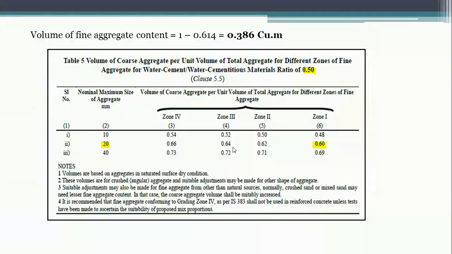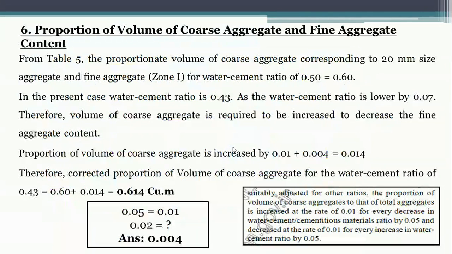For zone 1 of fine aggregate, the volume of coarse aggregate is 0.60. So for a water cement ratio of 0.5, the value is 0.60 as per zone 1. But the water cement ratio that we have adopted is 0.43, so it is less by 0.07. Compared to the benchmark data of 0.5, our water cement ratio 0.43 is reduced by 0.07.